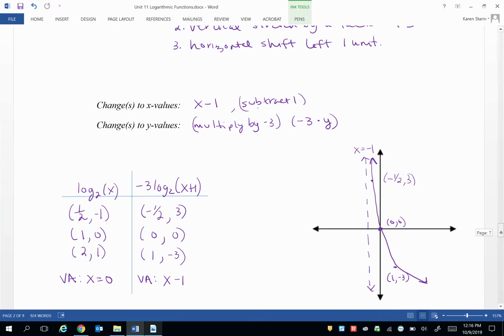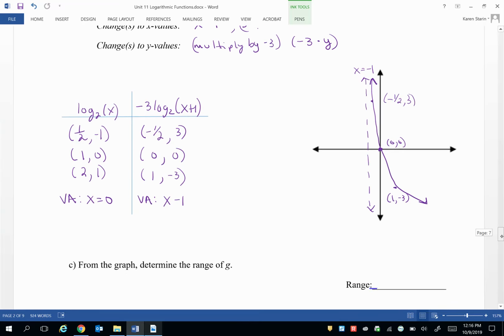So let's look at the range and the domain here. We know the domain in part A was given as -1 to infinity. And now looking at the graph, I can read the range that it's still all reals, so from -infinity to infinity.